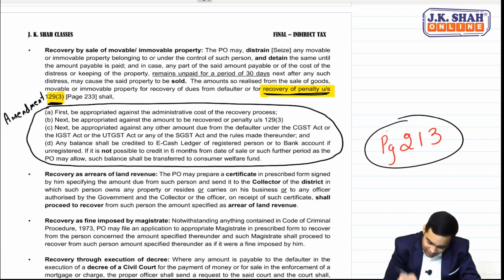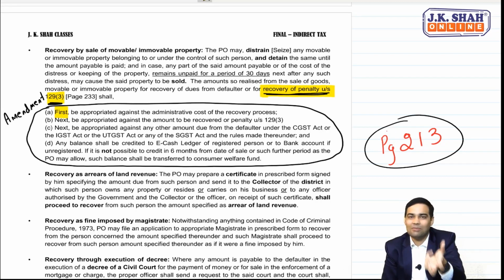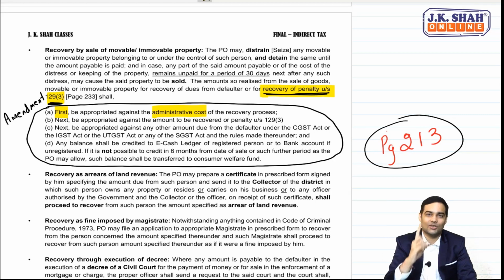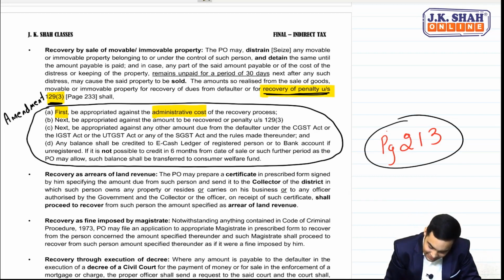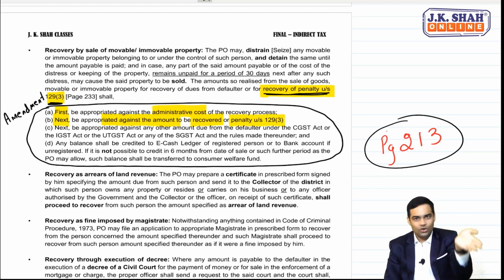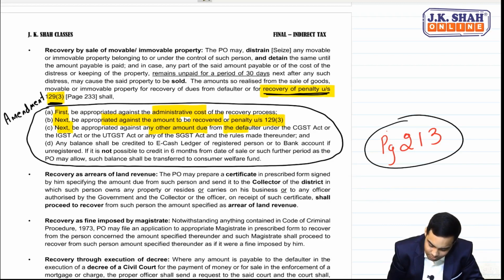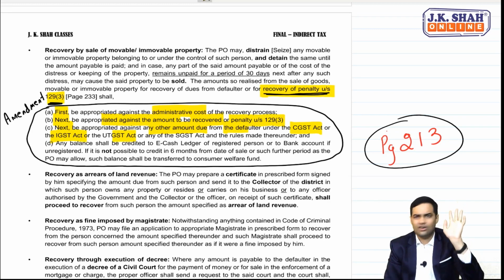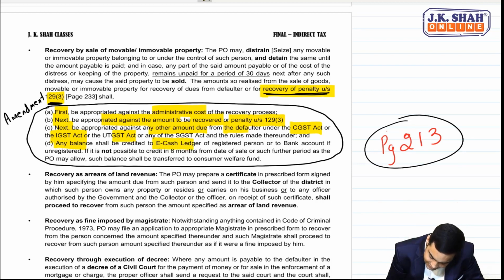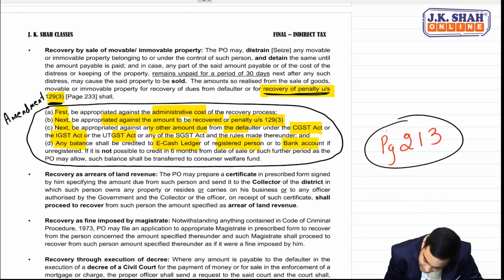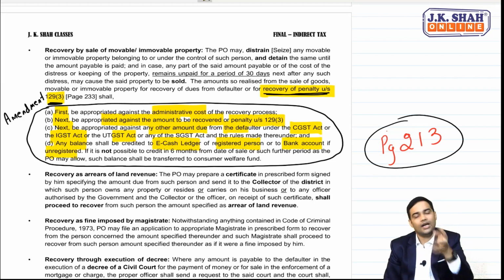That's one addition. Now, after selling the property, whatever money government gets, they will first use it for administrative cost for recovery process, to run the entire recovery process, whatever was the expenditure, auctioneer expenditure, setup expenditure, forms, etc. That would be the first thing. Then next, it will be appropriated against the amount to be recovered or penalty under 129.3. So this penalty under 129.3 is added. Next, any other amount due from the defaulter under CGST Act, SGST Act, UTGST Act or anything else. Any balance left will be credited to e-cash ledger of the registered person. If he has a registration, it will be credited to e-cash ledger, or it will be transferred to bank account if he is unregistered. Till here we are clear.